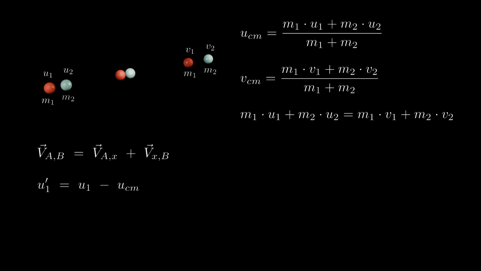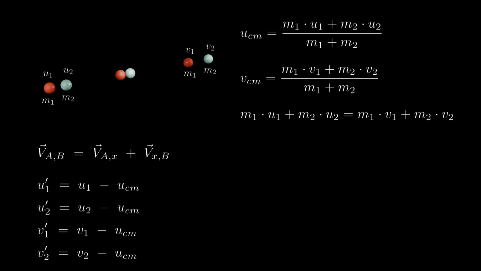In this expression, u'1 is the velocity of m1 in the center of mass frame, u1 is the velocity of m1 before the collision in the lab frame, and u sub cm is the velocity of the center of mass. Using the same method, we can determine the velocity of m2 before the collision in the center of mass frame. Similarly, we can figure out the velocities of m1 and m2 following the collision.